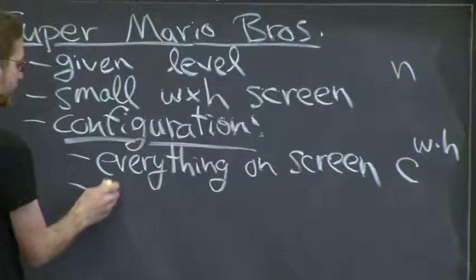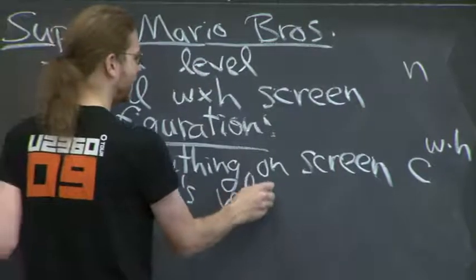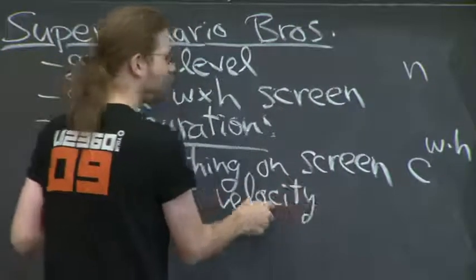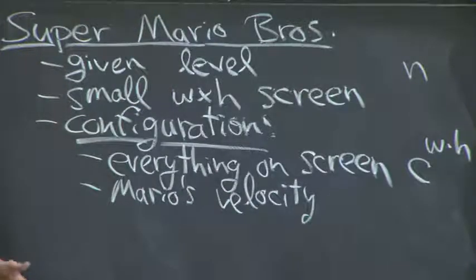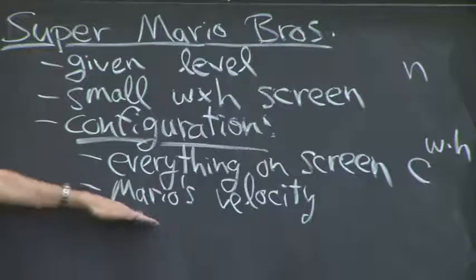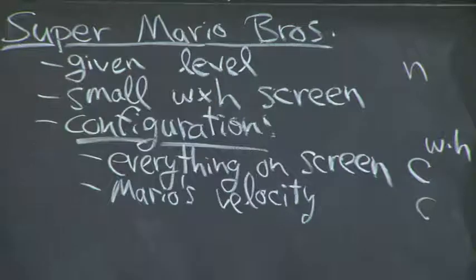You might also want Mario's velocity. I had to play it again just to check that there is indeed velocity. Turning around is slower than going forward. You do accelerate a little bit, so you've got to remember that. But there's probably only a constant number of choices for what your velocity is. What else?